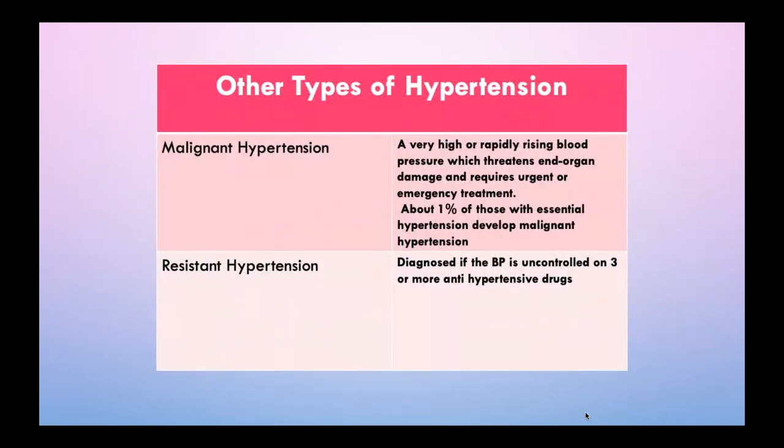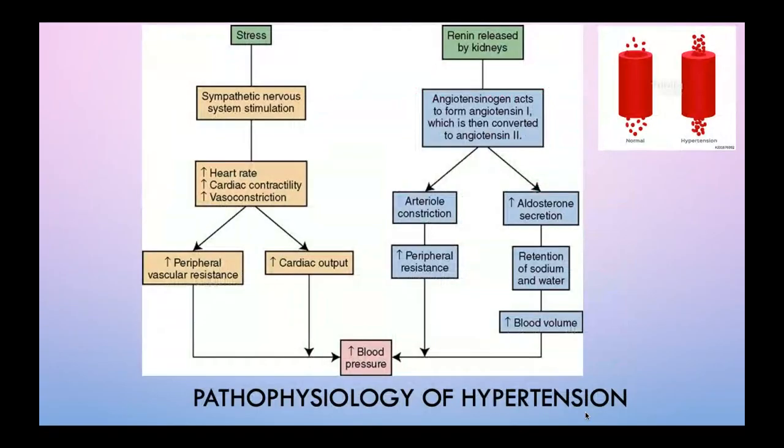So other types of hypertension. There's malignant hypertension, where there's a very high or rapidly rising blood pressure, which threatens end organ damage and requires urgent or emergency treatment. About 1% of those with essential hypertension develop malignant hypertension. Resistant hypertension may be diagnosed if the blood pressure is uncontrolled on 3 or more antihypertensive drugs. On this slide, we talk a little bit about the pathophysiology of hypertension.